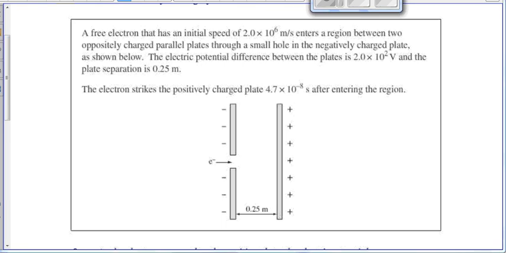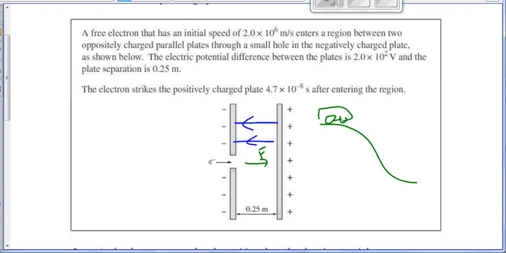The question talks about an electron going into this gap between two parallel plates. We know that there's an electric field to the left, away from positive toward the negative. It's a negative charge. So as a negative charge goes into that electric field, it will experience a force this way. If it experiences a force this way, it's going to accelerate. A charged particle speeding up is like a car going down the hill.